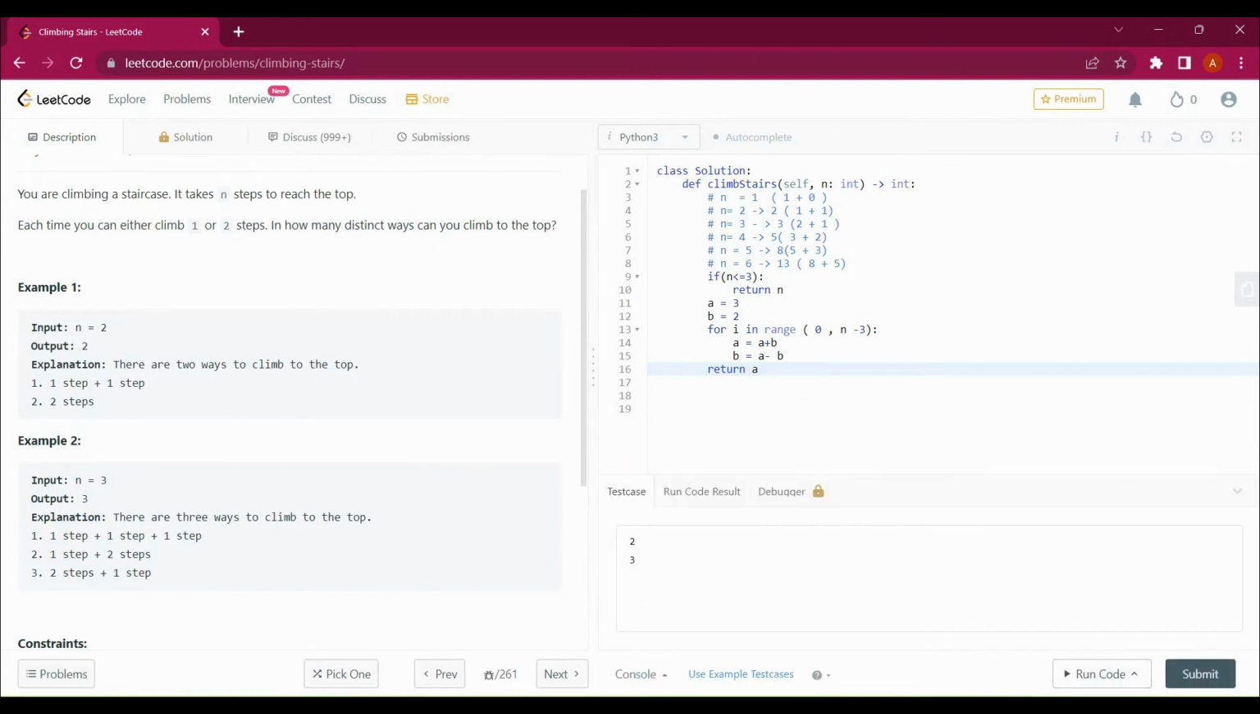Let me check it for various examples, 4, 5, 6, and then run the code. Okay, so we are getting our answer correctly. So now I will explain why I have taken n minus 3. Why have I taken n minus 3?